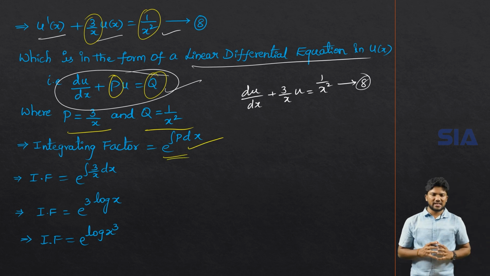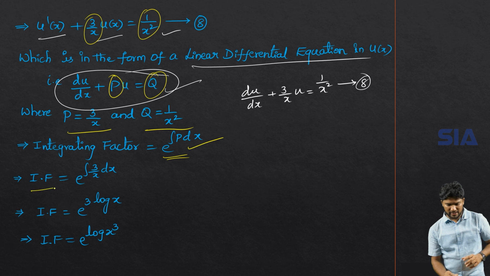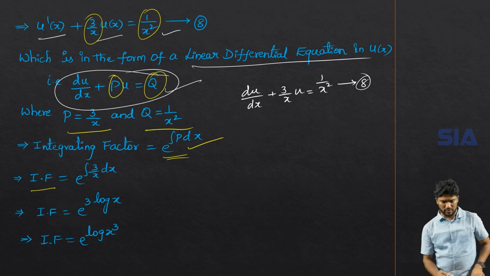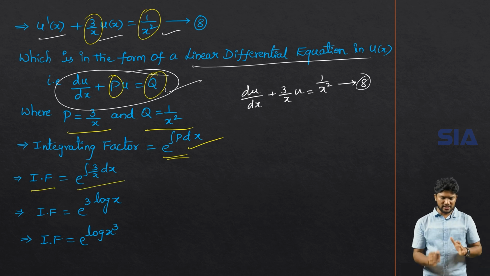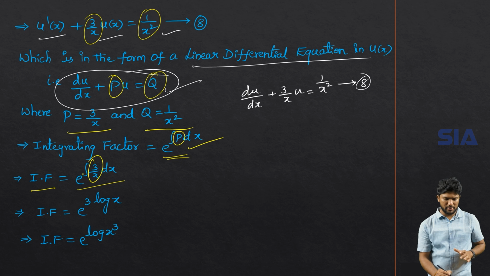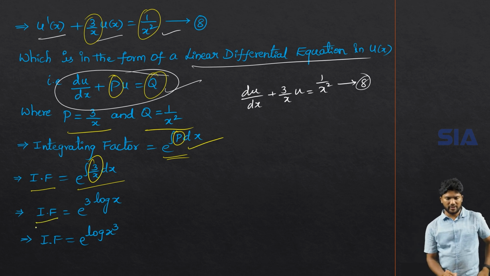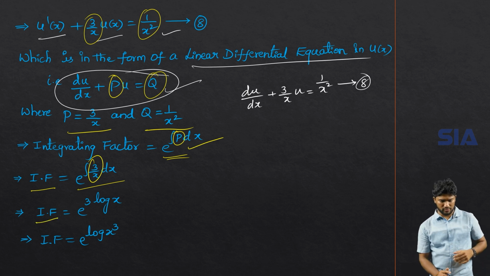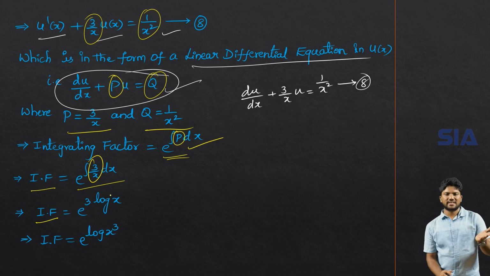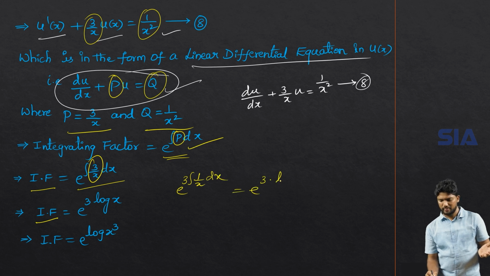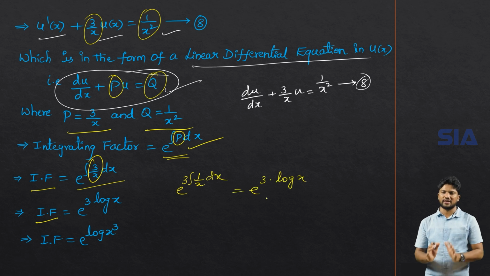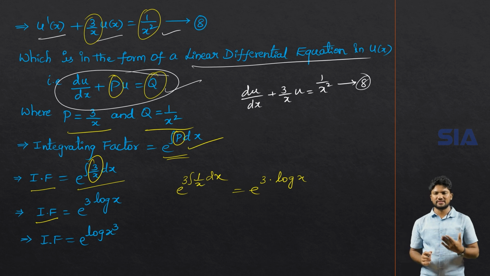e power integration p dx. So therefore integrating factor is equal to e power integration, substitute the p value. What is the p value? 3 by x into dx. So therefore the integrating factor is equal to, taking the constant 3 outside, e power 3 into integration of 1 by x dx. What is the value? Integration of 1 by x dx is log x.